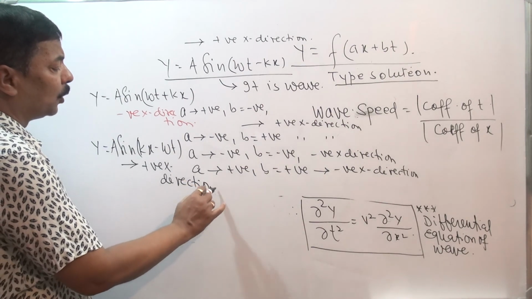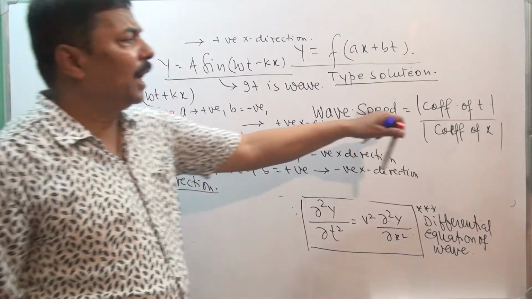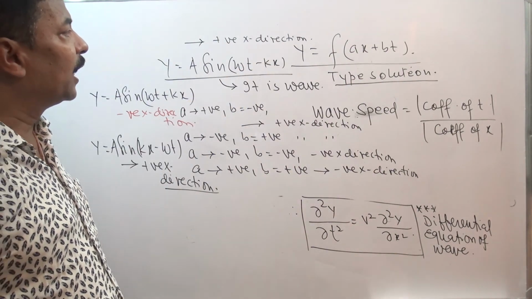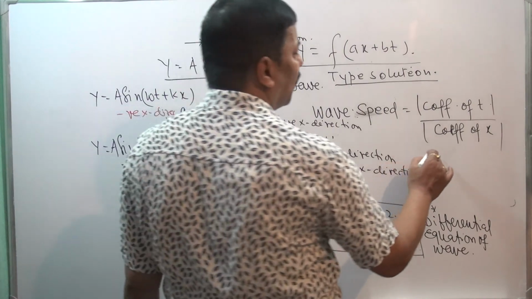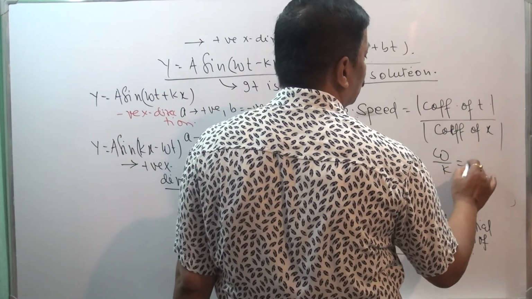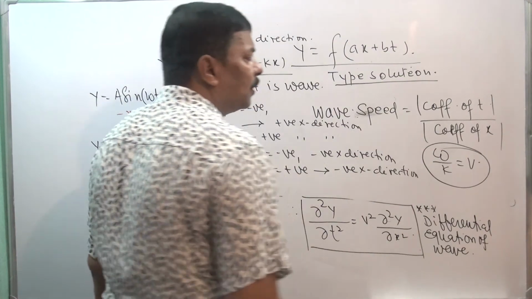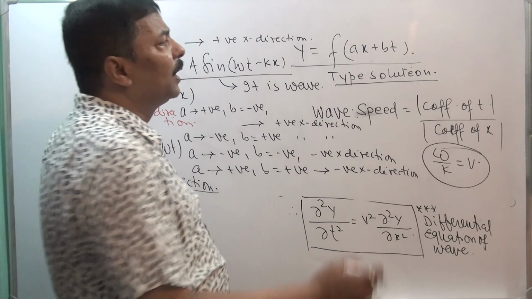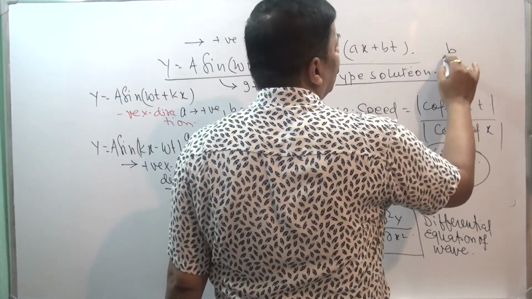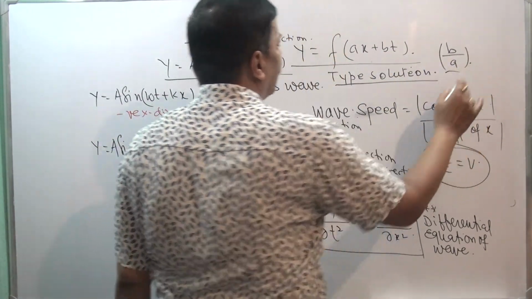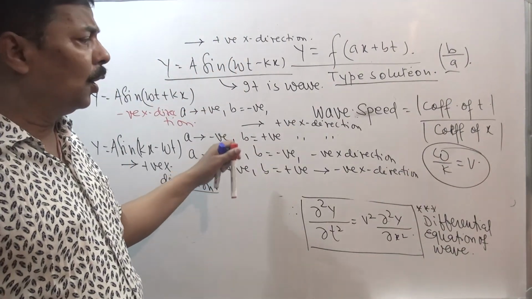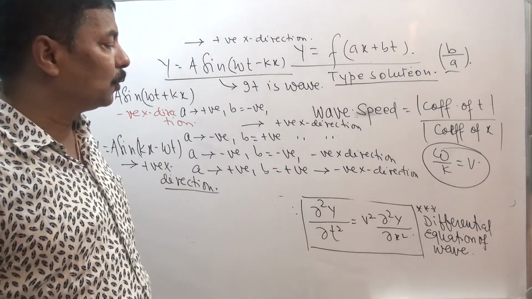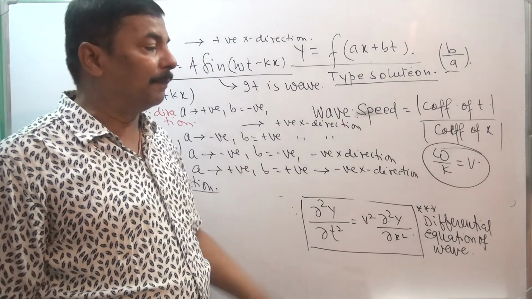Also, I have told you that the coefficient of t and coefficient of x represent velocity. So here, in magnitude, omega by k is equals to v. Not only in this, but in every situation where you get this type of relation, the velocity will be b by a. Magnitude and direction you can see by this relation. I will try to make you understand this by giving an example.